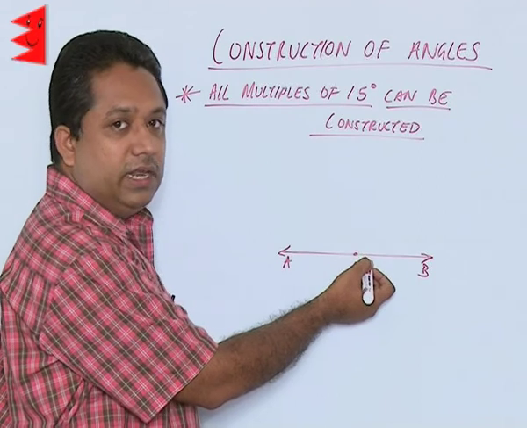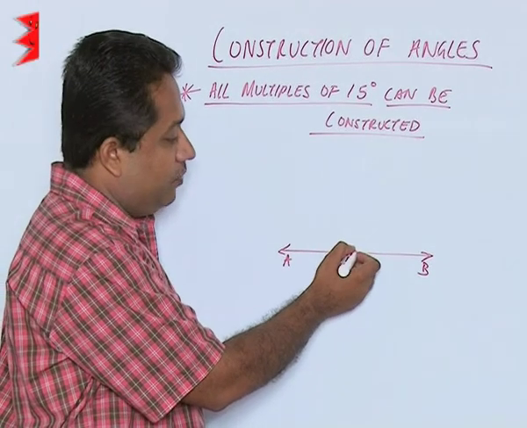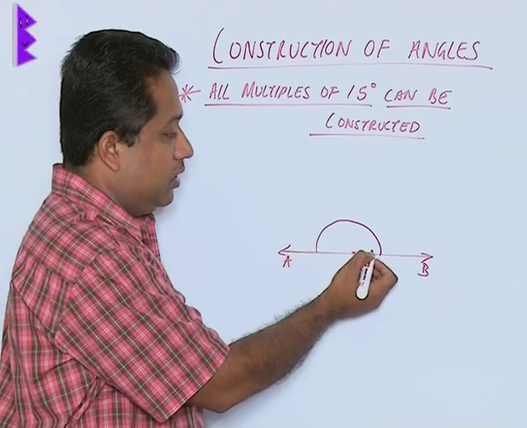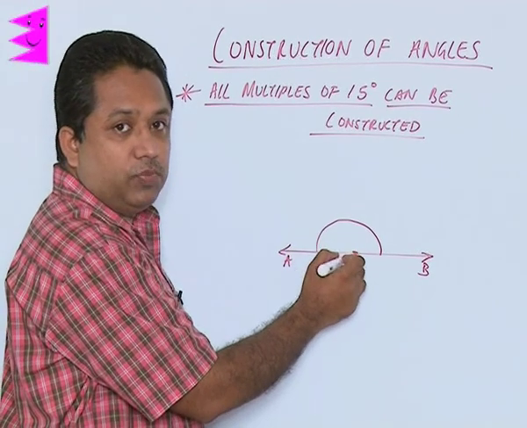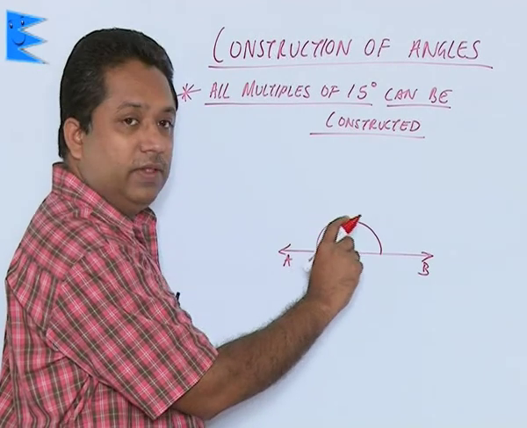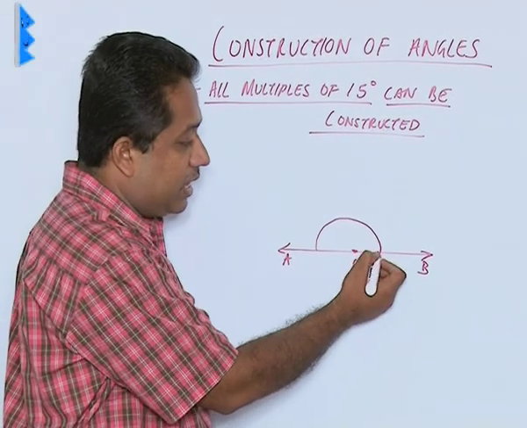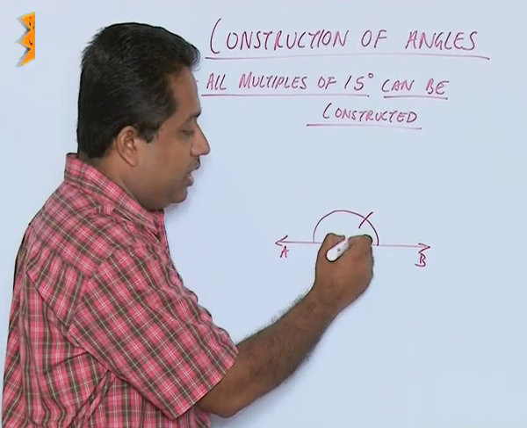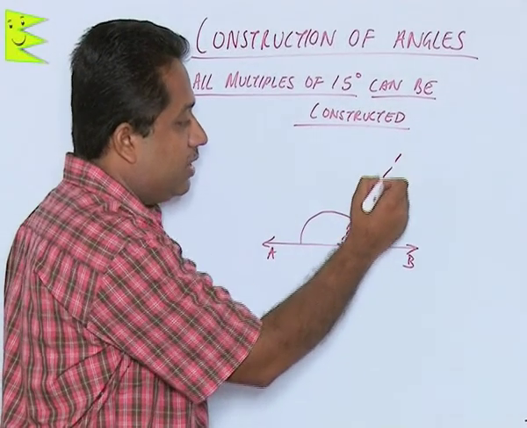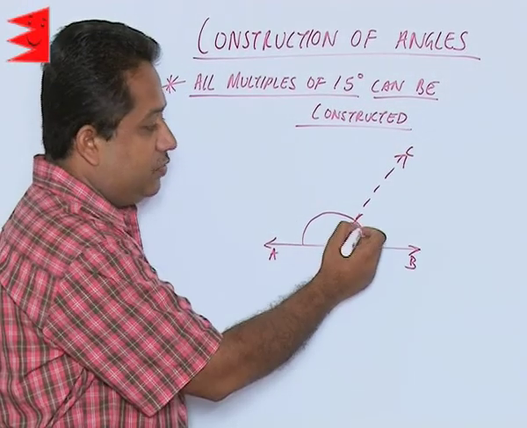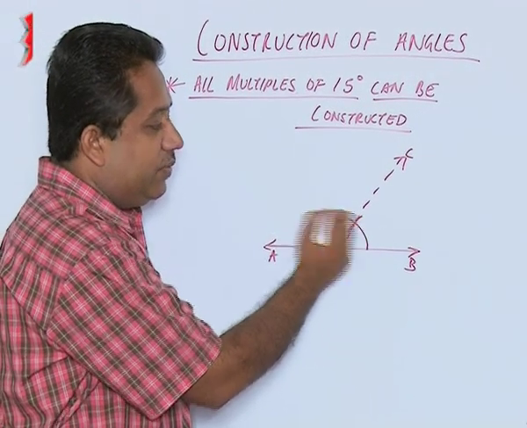Now you will take any radius from this point O, take any radius and draw the arc without changing the radius. This is important. You should not change the radius. Whatever radius you have taken to draw this arc, the same radius should be maintained, and from this point cut an arc here. This point will be joined to O and this will be 60 degrees. Now once we get 60 degrees, 120 is easy.